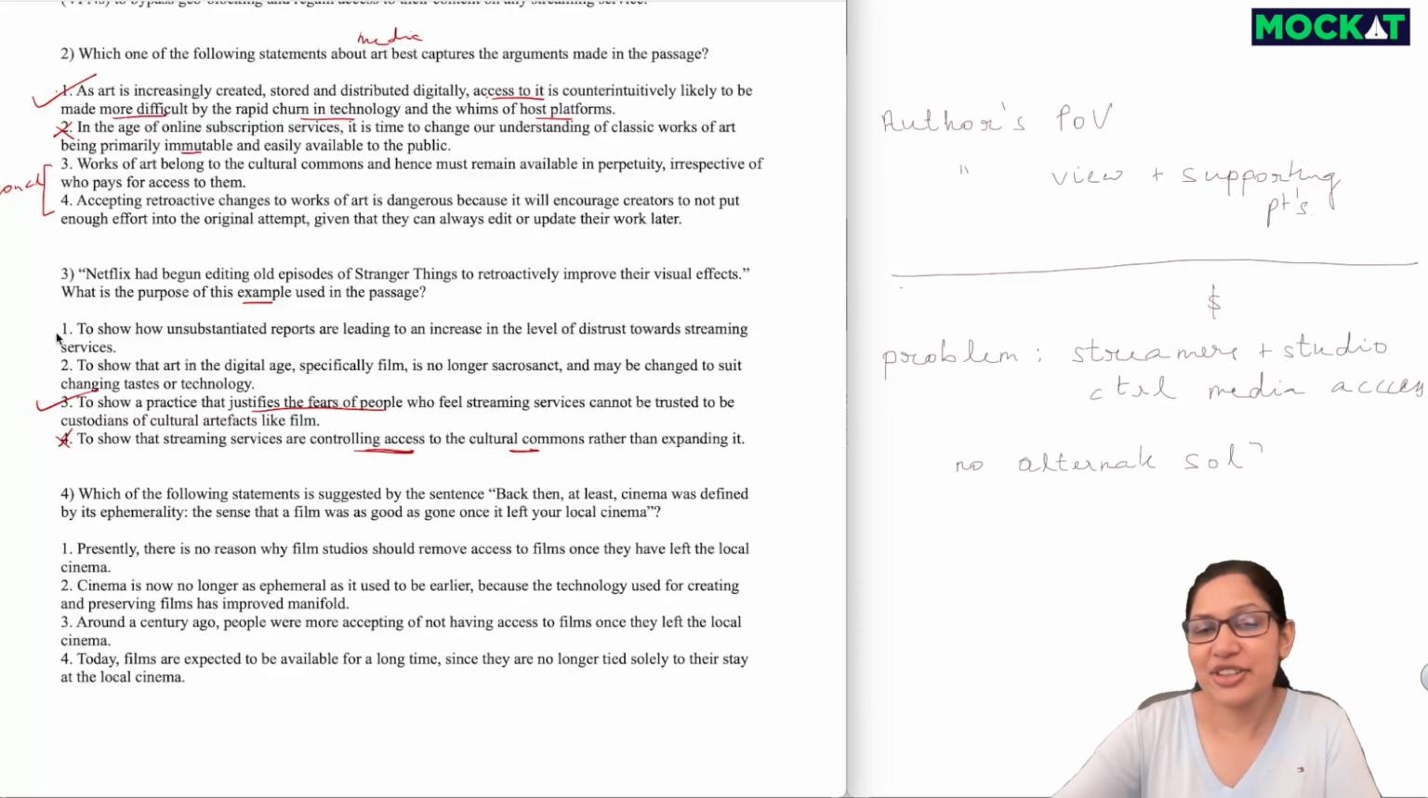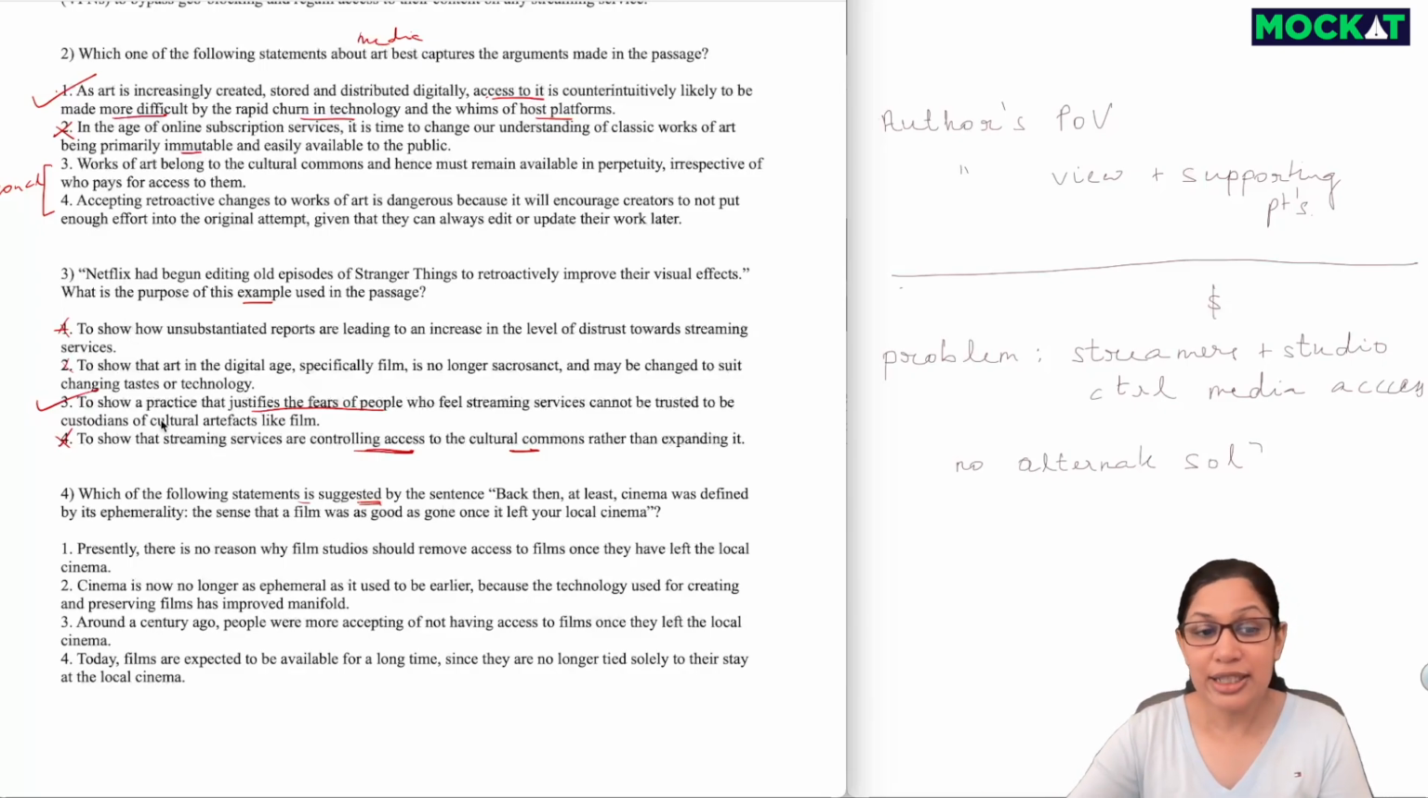Now we can, of course, if we've understood the RC, eliminate these two options. So now let's go to the fourth question. Again, the question here is, which of the following statements is suggested by the sentence? So they're not asking us what does this sentence mean.